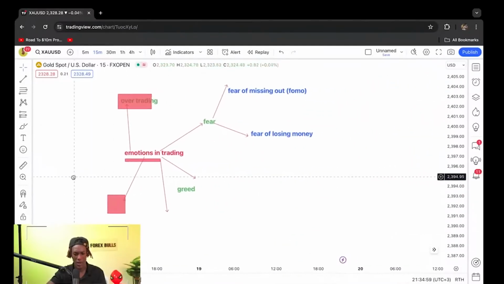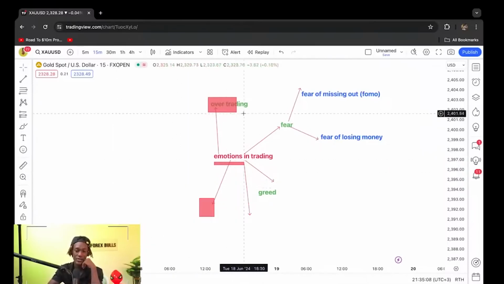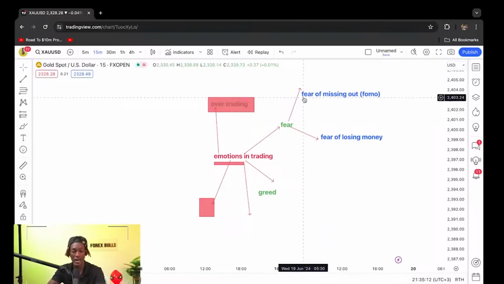Okay, now let's talk about the emotions in trading, okay? Think about it. Anyone who has actually been trading can easily relate to all these. Number one is fear, okay? So we have the fear of missing out, we also call it FOMO, that's just an abbreviation. Then we also have the fear of losing money. That's the fear. Now, let's start off with the fear of missing out.